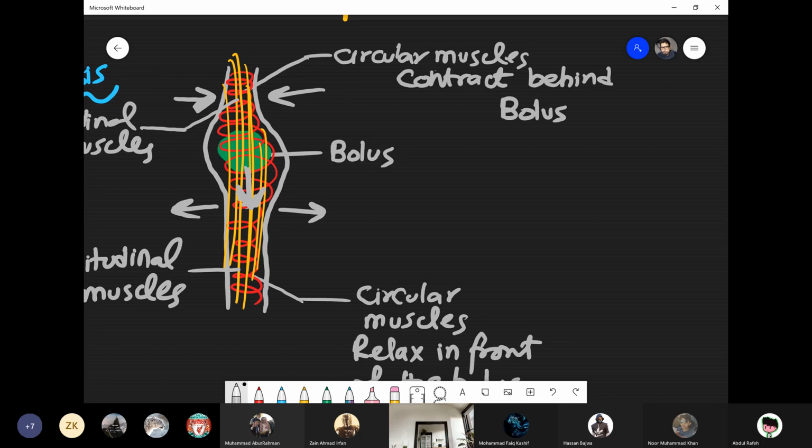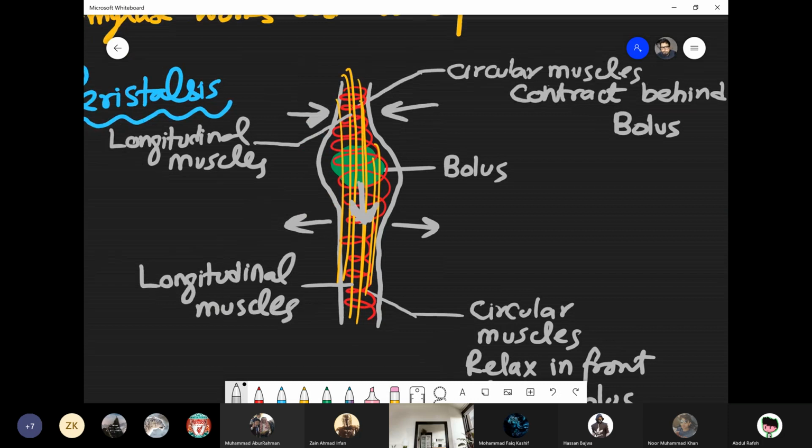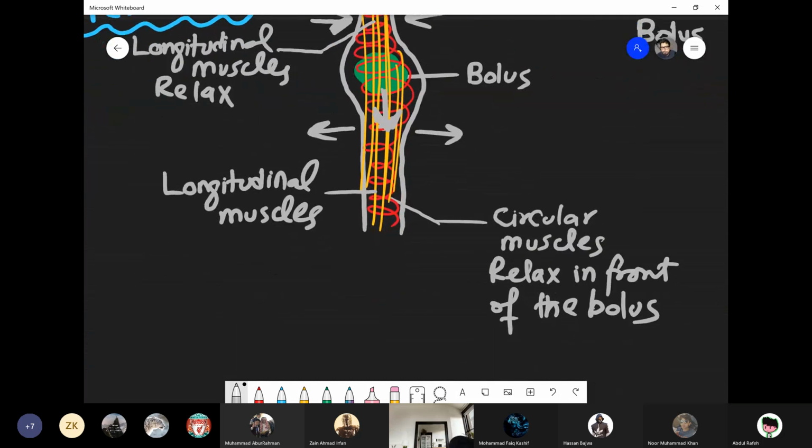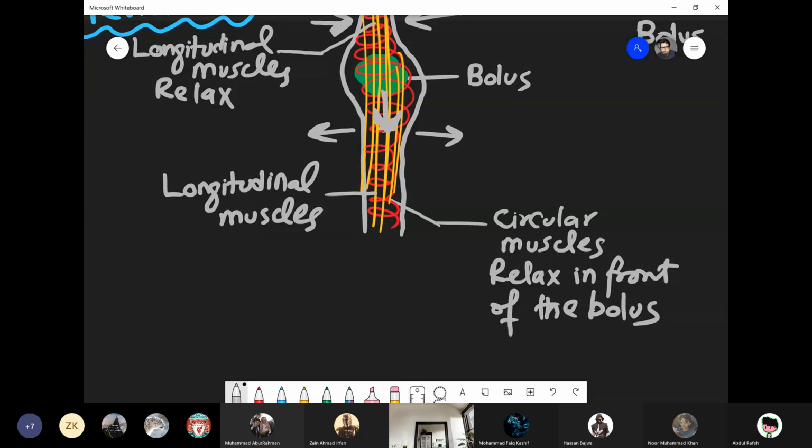Now one more thing boys, which I need to tell you, is that the muscles are always present in pairs and they work opposite to each other. In the pair of muscles, there is the circular muscle and the longitudinal muscle. Now it's obvious, when the circular muscle is contracting, the longitudinal muscle will relax, and that is behind the bolus. And in front of the bolus, when the circular muscles are in relaxed position, at that time the longitudinal muscles will contract.